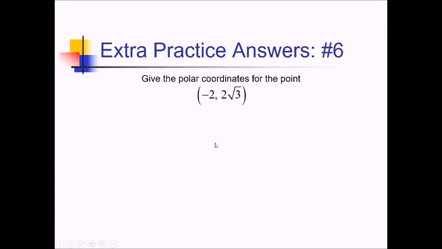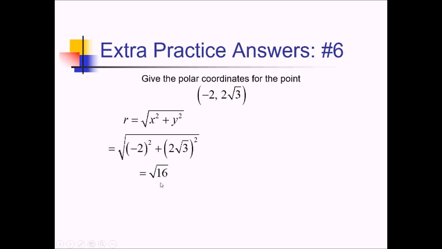To get polar coordinates for this point, let's find the r and the theta. For r, we're going to do square root of x squared plus y squared. So that's basically the Pythagorean theorem. We've got negative 2 squared plus 2 radical 3 squared. That's going to be 4 plus, let's see, this is 4 times 3, so 12. 4 plus 12 is going to give us 16 inside the square root. So that ends up giving us 4 for the radius.